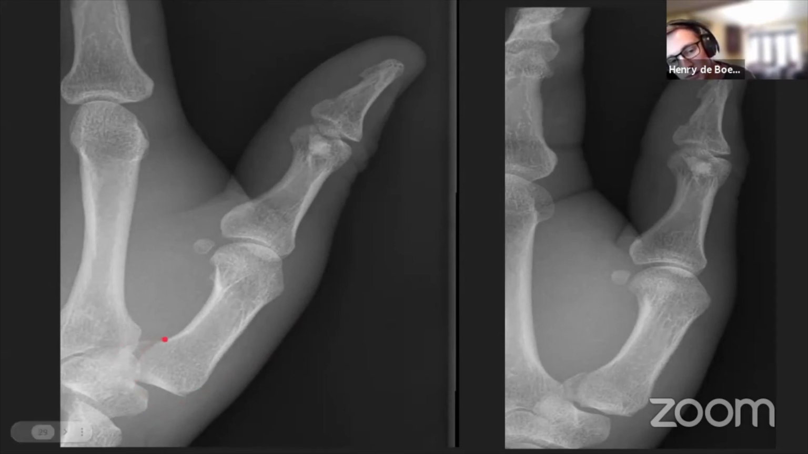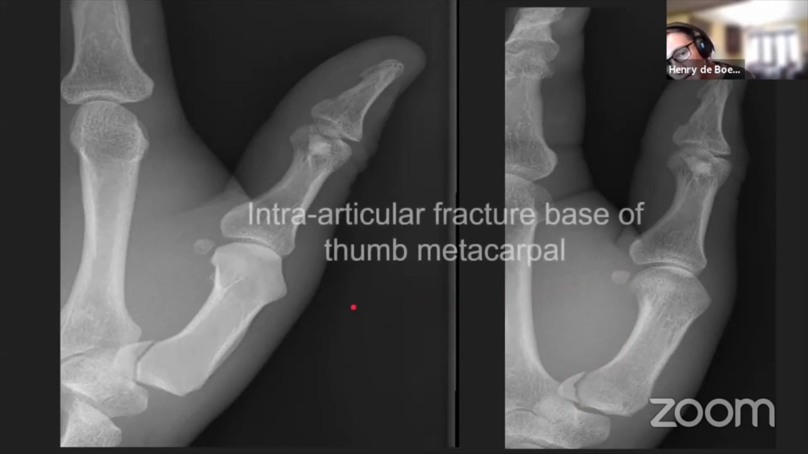Here is the bone fragment separated from the base of the thumb metacarpal. And this oblique, I think, even more nicely shows that fracture fragment. And it's intra-articular. You can see the step here. So there it is. So, intra-articular fracture, base of the thumb metacarpal.